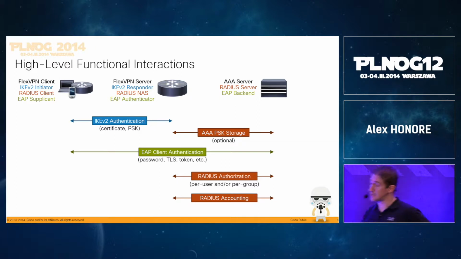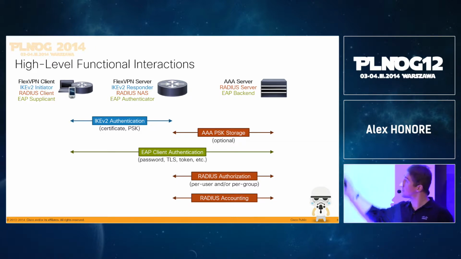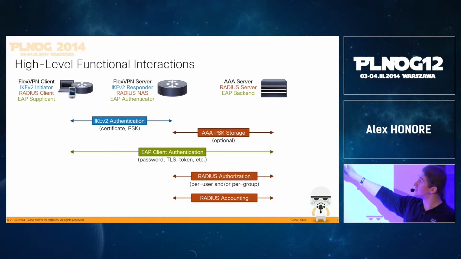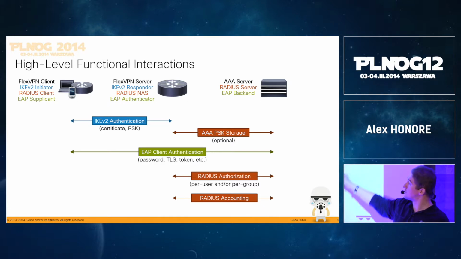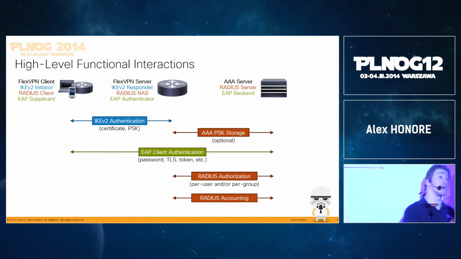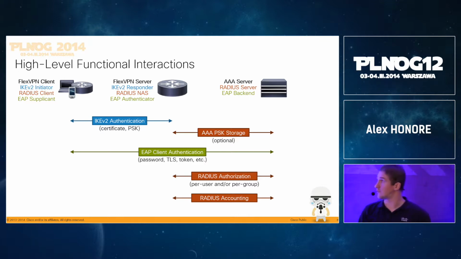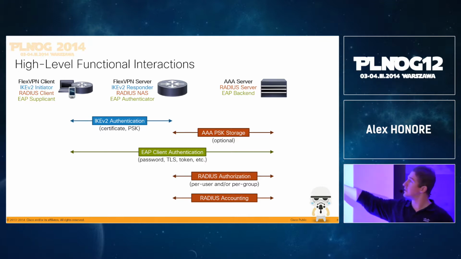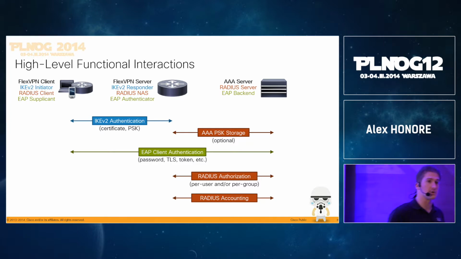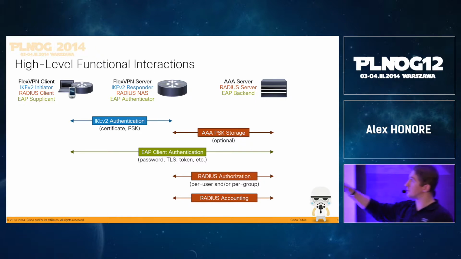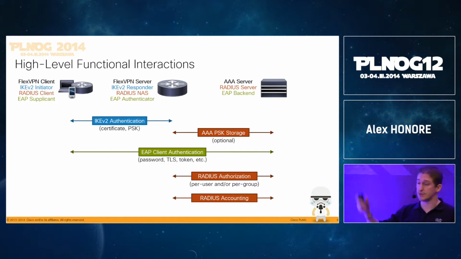When you do EAP, as I said, it's just between the client, the server and the AAA server. When this exchange completes, the AAA server sends a success message along with all the attributes for the client. If you provide a username and password to the AAA server, all the attributes for that account are going to be provided back to the Flex server. And if you do RADIUS authorization and accounting, of course, that's going to take place between the Flex server and the RADIUS server.